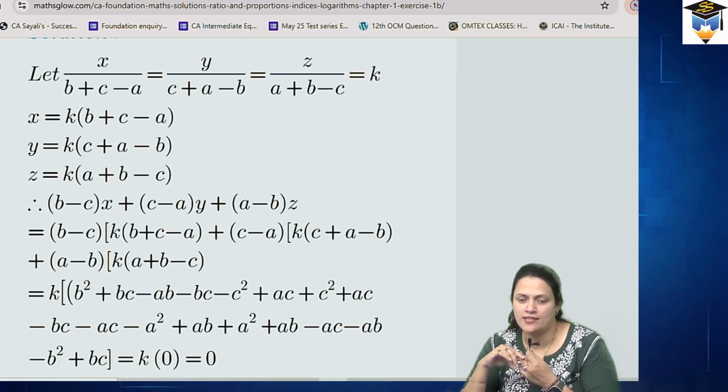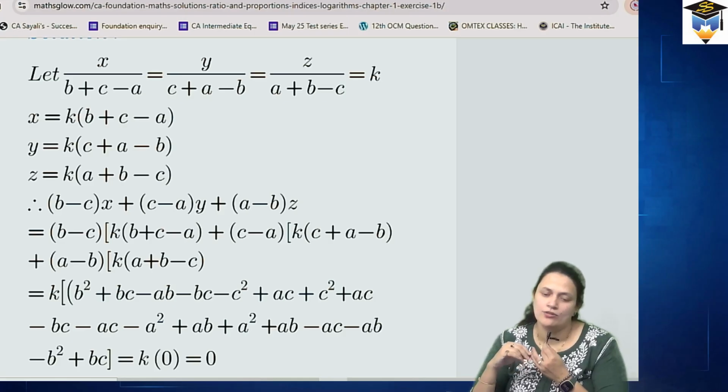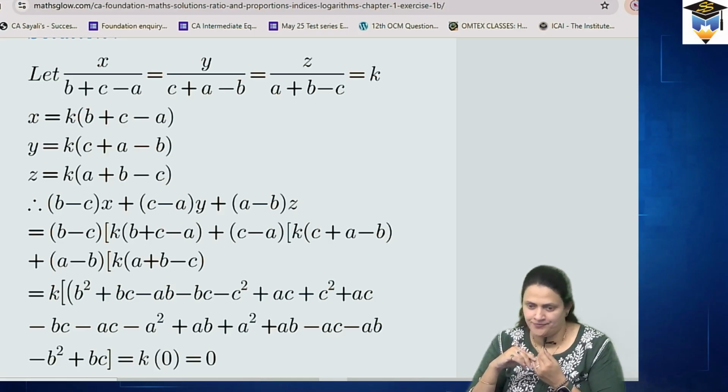सो सबस्टिट्यूट करायचं. b minus c into x. जिथे जिथे x आहे तिथे value substitute केली, k into b plus c minus a. जिथे y आहे तिथे k into c plus a minus b. आणि जिथे z आहे k into a plus b minus c. So substitute the values correctly to solve. So you have to take k common from everything. Don't get confused. Solve it correctly.